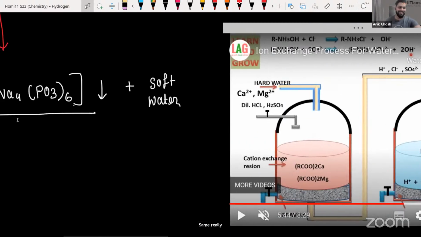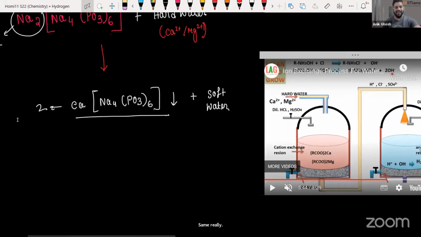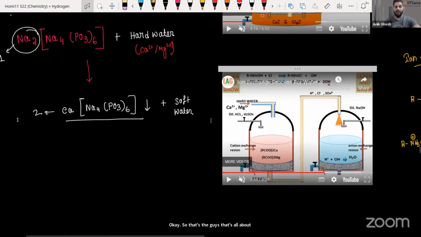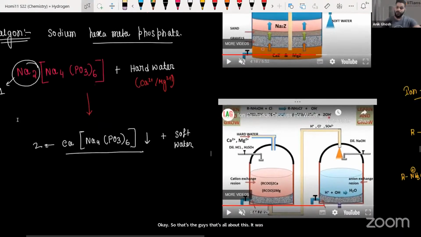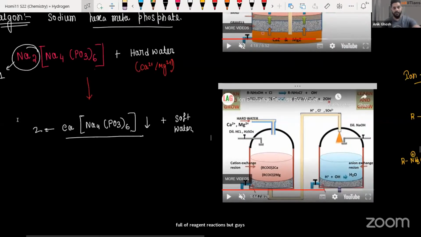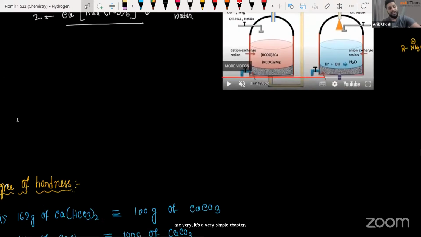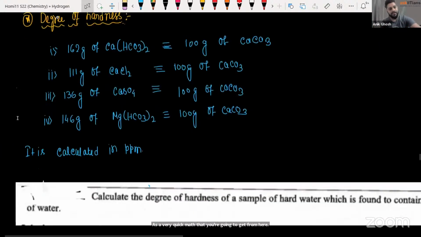Okay. So that's it, guys. That's all about this chapter. It was full of reagents and reactions, but guys, give it a go. They are not difficult at all. You have my word on it. Just go through this part. That's all you need for this chapter, hydrogen. It's a very simple chapter, and it's very quick marks that you're going to get from here. There is something that I'm adding in this part, guys.